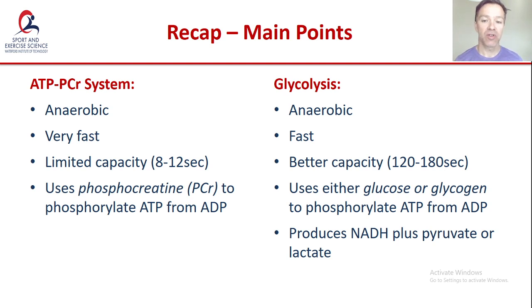Glycolysis uses either glucose or glycogen to phosphorylate the ATP from ADP. Glucose or glycogen are both forms of carbohydrate. Glycogen is stored in the muscle, glucose is in the blood. It will use either of those as its energy source, and it will break it down in order to provide the bits it needs to phosphorylate ATP from ADP. This system produces NADH and pyruvate or lactate, and that's important because that's where we're going to pick up the discussion now when we talk about the aerobic production of ATP.